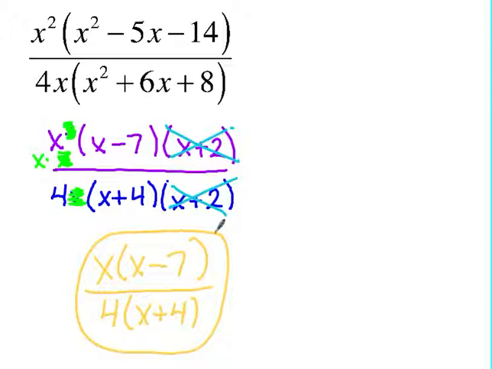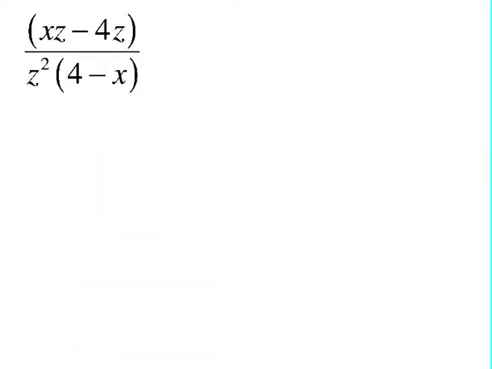They just get kind of more complicated where we're going to have more factoring. Okay, let's look at this one. xz minus 4z over z squared times 4 minus x. Now be careful about your z's, that they don't look like 2's.